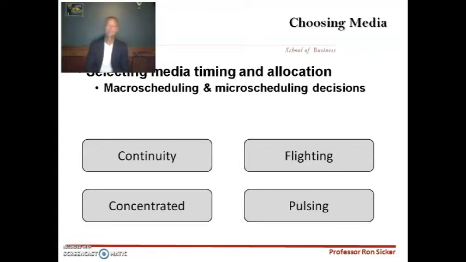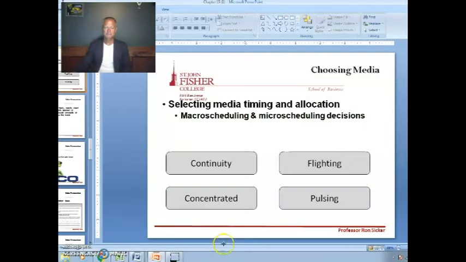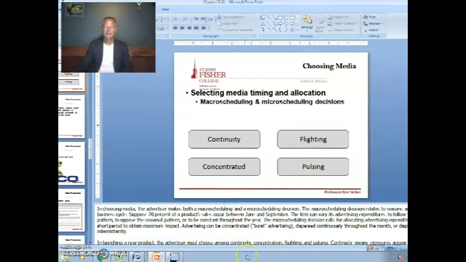Speaking of which, we've already gone over this: continuous, flighting, concentrated, and pulsing. The definitions are in your book, but I talked about it a few slides ago. Make sure you understand the difference between continuity, flighting, pulsing, and concentrated. If you want, you can move the slide up, such as this, and read all about it here.